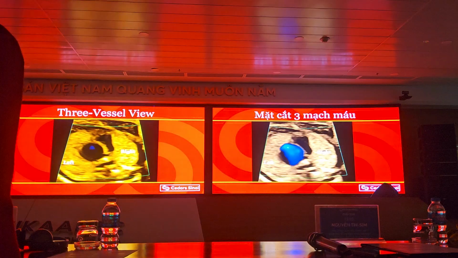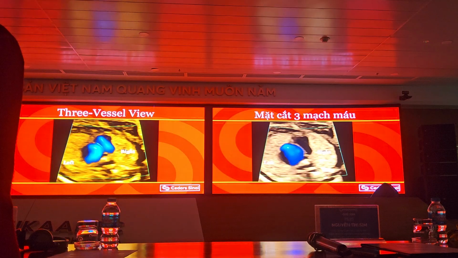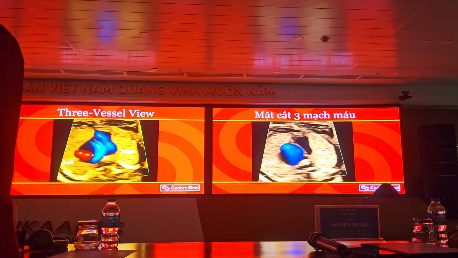Here's the three vessel view. It's just nice to show you this is a case of tetralogy with absent pulmonary valve with a right aortic arch. There's the trachea. A very big pulmonary artery with flow that's turning around in a circle because it goes into the pulmonary arteries and then back. Can't go through a ductus.